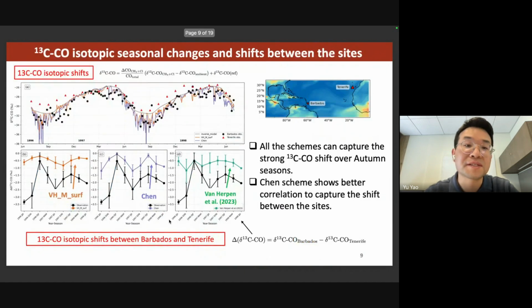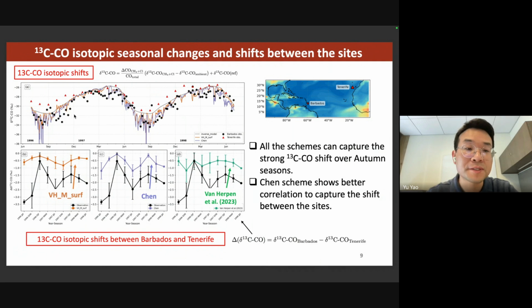Because of the additional chlorine production, we can see changes in the CO isotopic signatures. So here is the equation we use to calculate the CO isotopic signatures due to the additional chlorine production from MDSA. Due to time limitation, I will not explain this equation. Feel free to ask me if you have any questions about this equation.